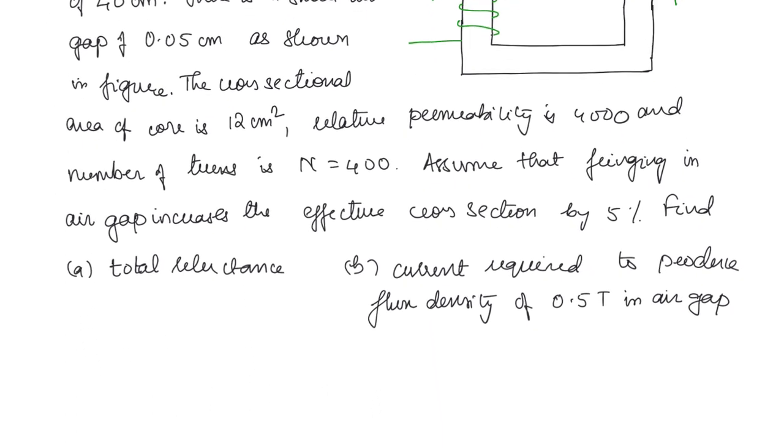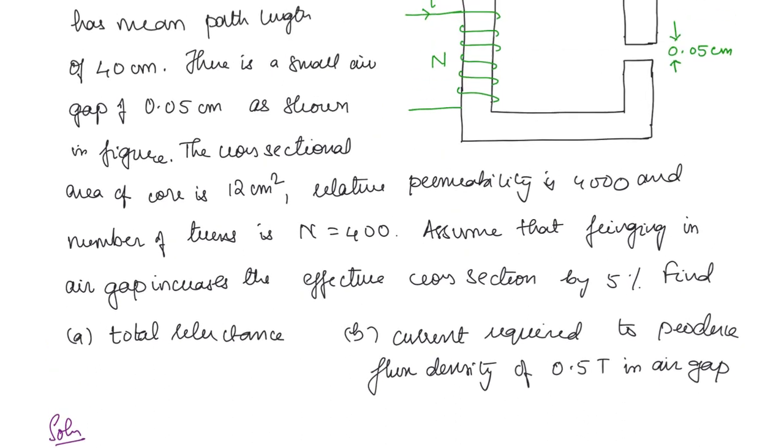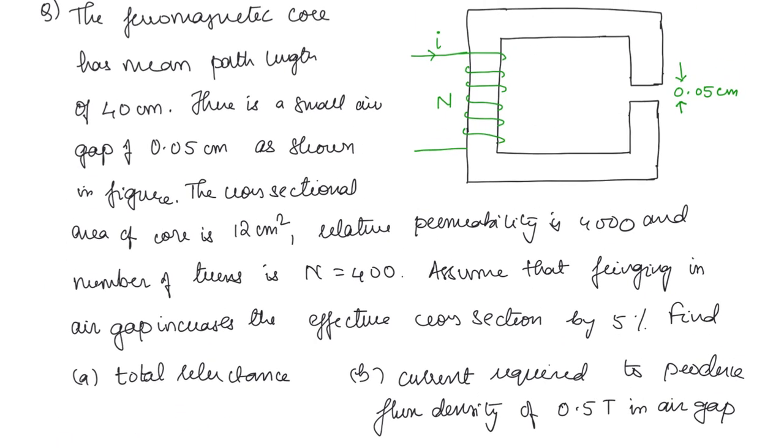So like always, we will first write down the information that is given and also what we have to find out. Okay. So what is given here? The mean path length is given as 40 centimeters. That means this will be the flux path. See, I will draw here. The current is flowing in this direction, so the flux direction will be like this. So what is the length of the flux path? This entire length, and that is the mean path length, that is given as 40 centimeters.